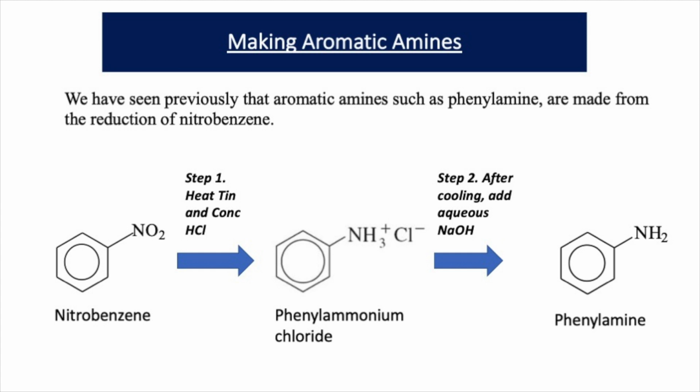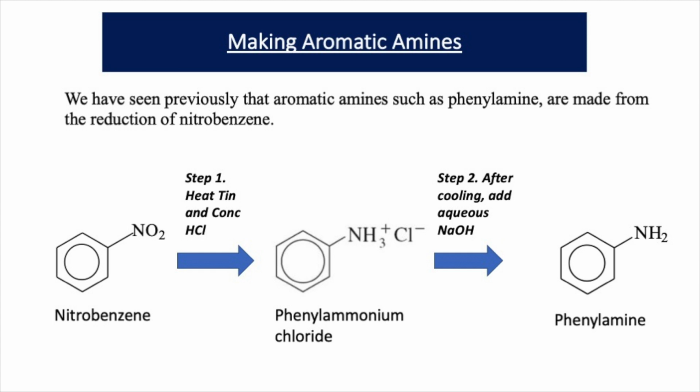Now we're going to turn our attention to aromatic amines, amines that have a benzene ring in them. The most common aromatic amine is phenylamine. Nitrobenzene is the chemical that is used to make phenylamine, a benzene ring with an NH2 group on it. And it's phenylamine that is so important to the chemical industry because it's used in the synthesis of dyes and lots of different medicines.